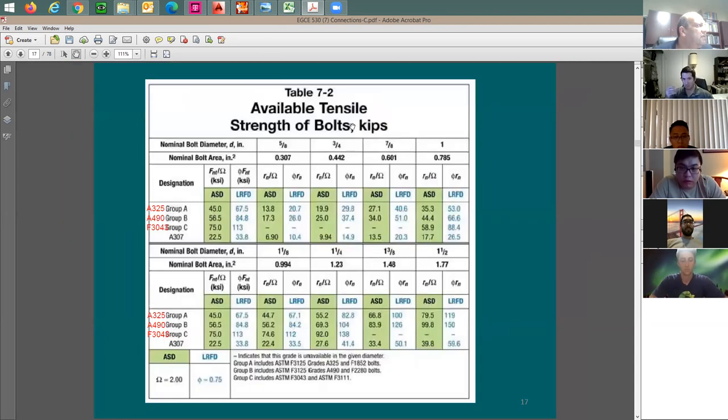Now let's move forward. We're going to be looking here at the available tensile strength. As you see here, there is no N and X case because the thread is going to be included in the tension anyway. And the same thing for each bolt, you're going to have for ASD and LRFD the tensile strength of each one of these bolts based on the size.